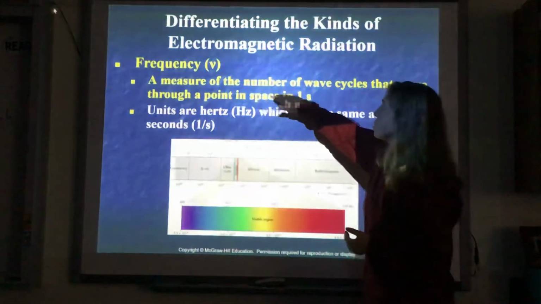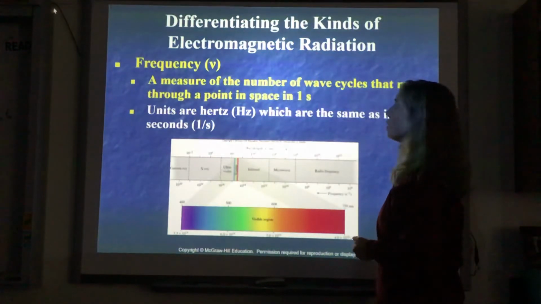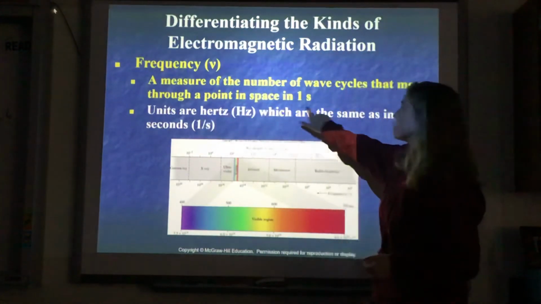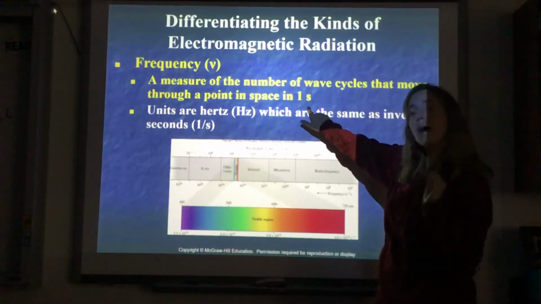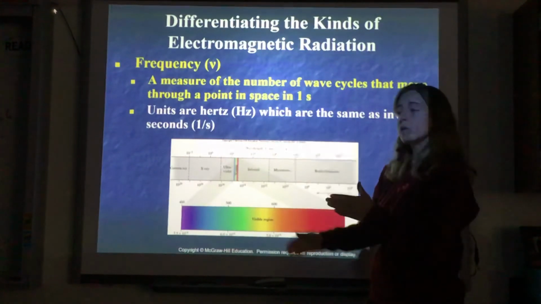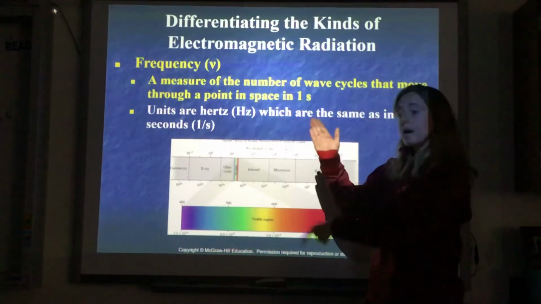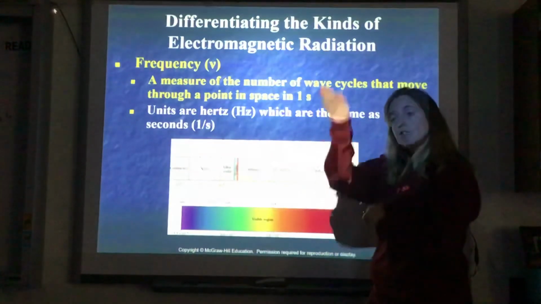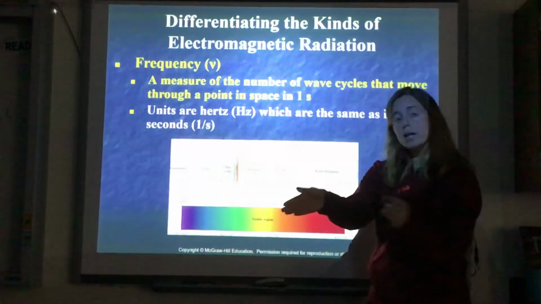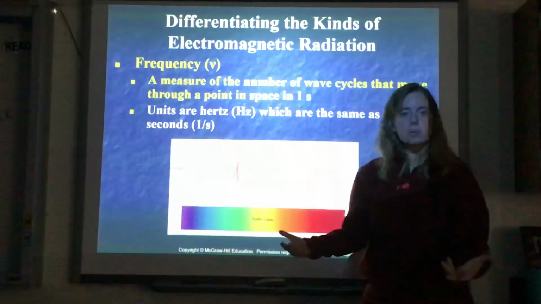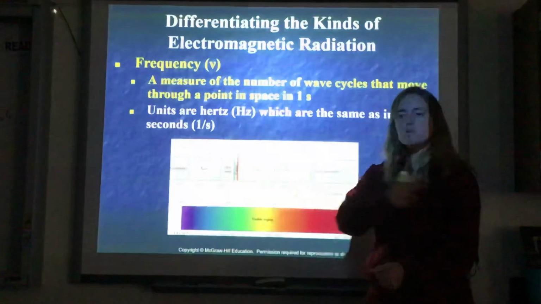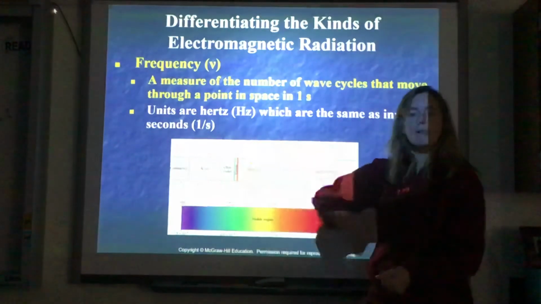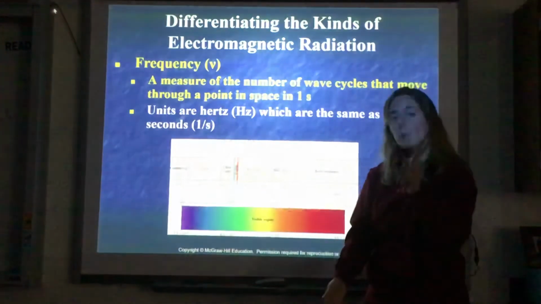Now, it is the measure of the number of wave cycles that move through a point in space in 1 second. So how fast are these traveling? What you'll do is you'll say, okay, start, and you'll count 1, 2, 3. How many times does a wave pass a given point that you're looking at in 1 second? That's what we talk about when we talk about frequency.